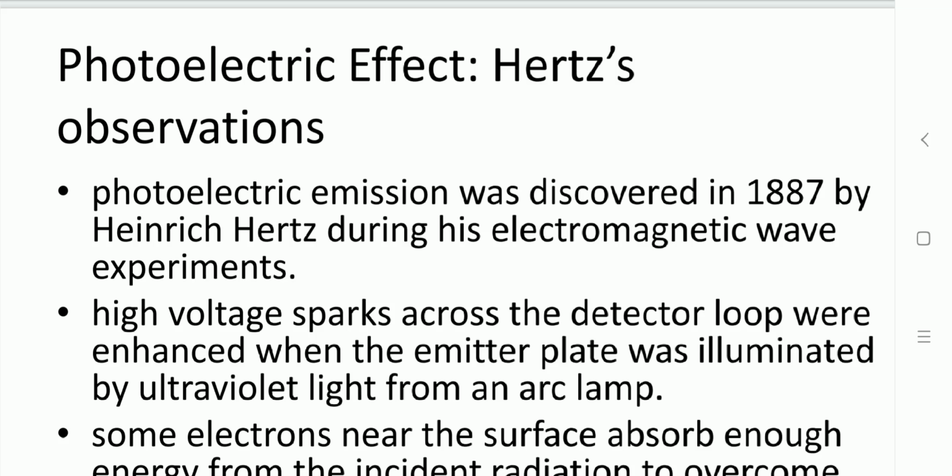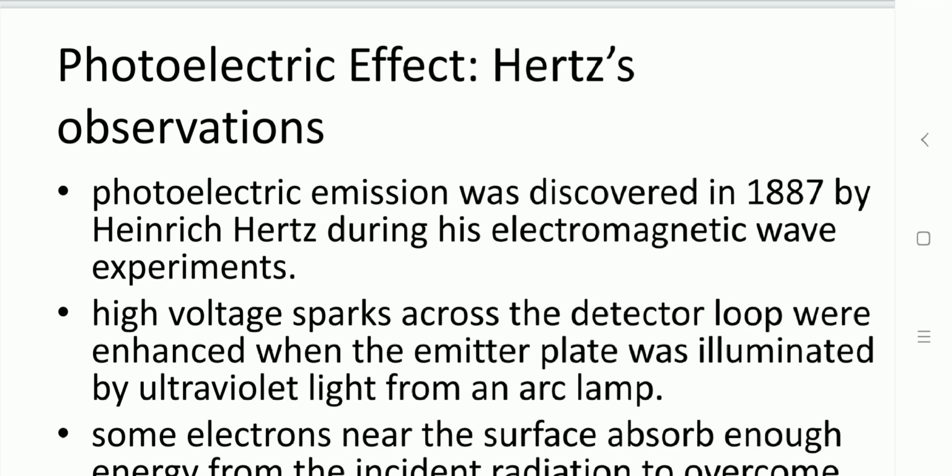During his experiment, while he was doing electromagnetic wave generation and detection at low pressure, he observed a high voltage spark across the detector at the emitter plate, while that emitter plate was illuminated by UV light. So when this light falls onto the metal surface, electrons near the surface absorb a sufficient amount of energy and are attracted towards this external energy, then these electrons come out and generate this spark.